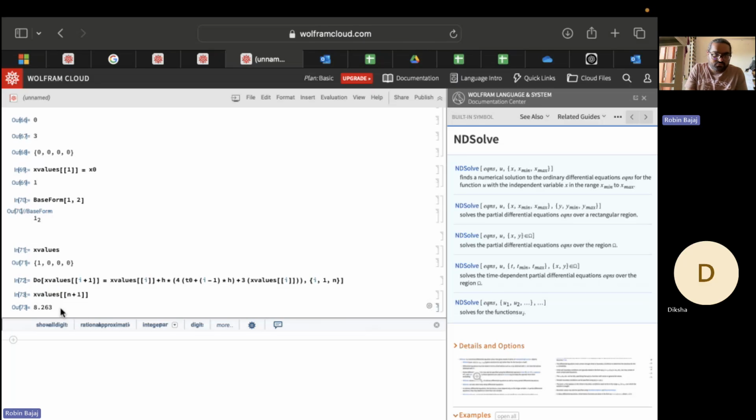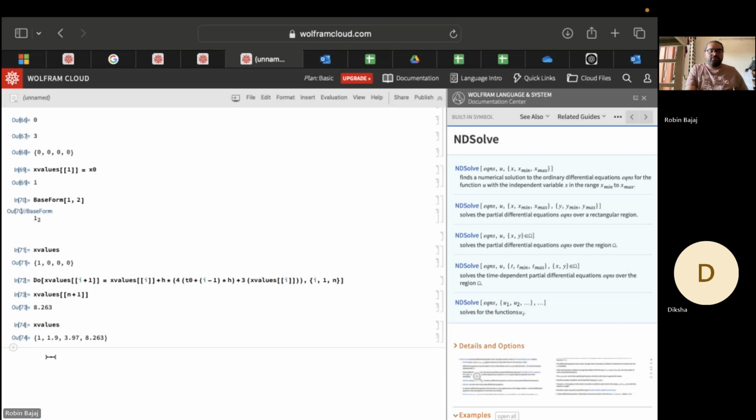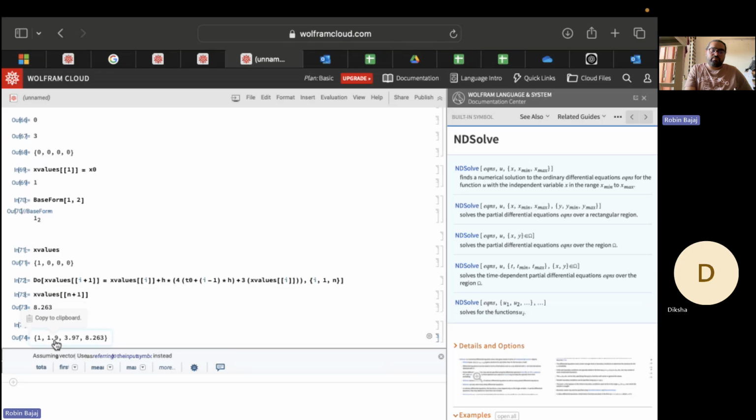So basically, if you print the x values now, you will see the list has been modified. Initially, we started with 1, then you use the Euler method. It updated to 1.9 according to the differential equation. It updated to 3.97 in the second step. It updated to 8.263 in the third step. Is that clear, Diksha? This part you have to be very clear about, where you are putting the function. Yes, sir, it's clear. Yeah, perfect.